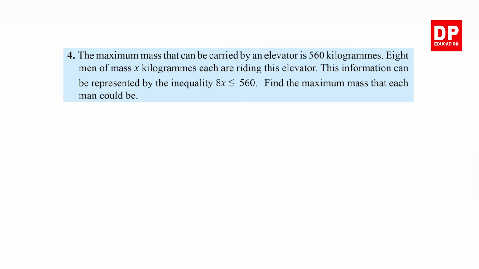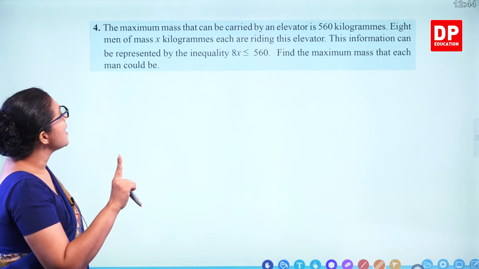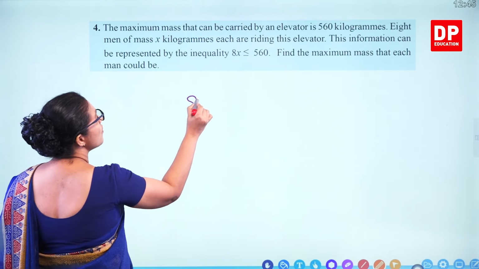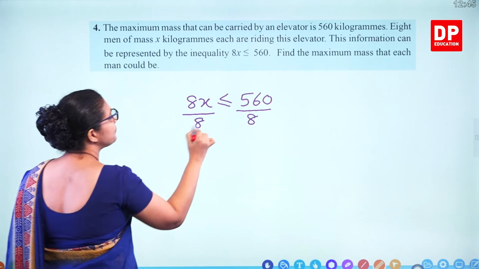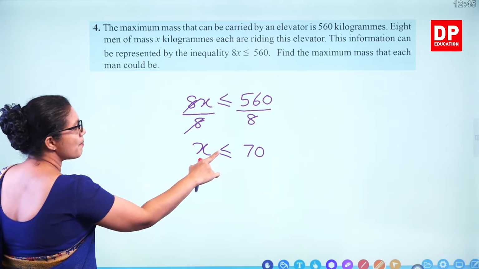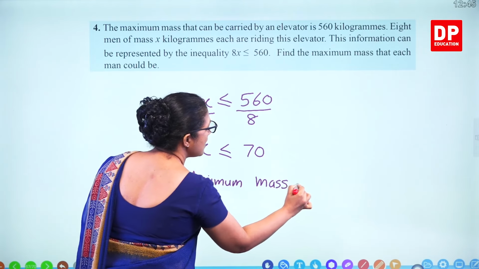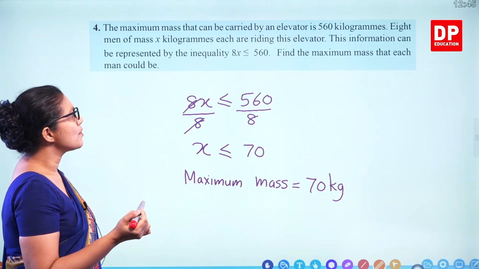The maximum mass that can be carried by an elevator is 560 kilograms. 8 men of mass x kilograms each are riding this elevator. This information can be represented by the inequality 8x. Why? 1 person is x kilos and 8 persons are there, 8x. That should be less than or equal to 560. So 8x is less than or equal to 560. So how do you solve for x? Divide both sides by 8. X is less than or equal to 70. So this means the maximum mass should be 70 kilos. So maximum possible value is 70 kilos.